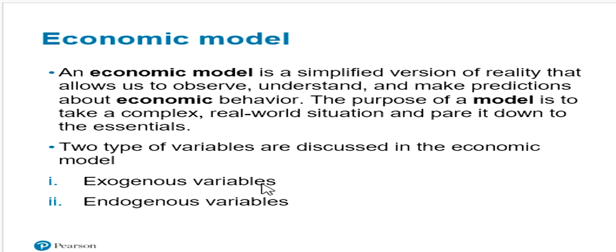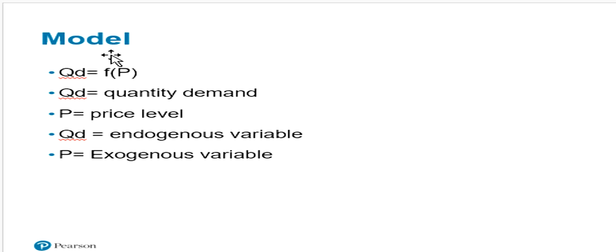Let's take the example of quantity demand and price. So here is a model. Quantity demand is a function of price. It is one of the simplest models in economics. In this model we have two variables, one is exogenous and the other is endogenous. In this model, price is our exogenous variable and quantity demand is our endogenous variable.